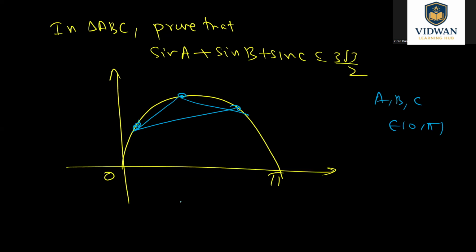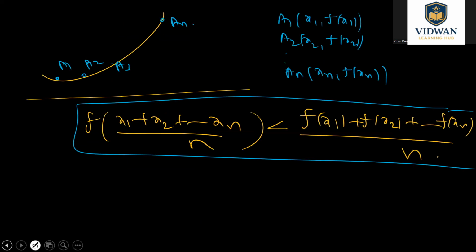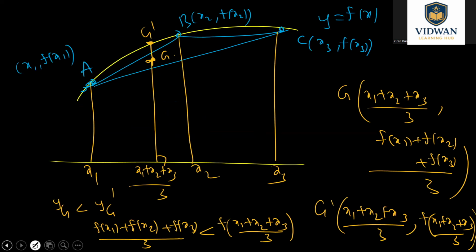So here you will mark angle x, and here you will mark y is sin x. So the graph will contain points like (A, sin A), (B, sin B), (C, sin C). So if I choose the centroid, what condition should I use? It is concave down. This one.